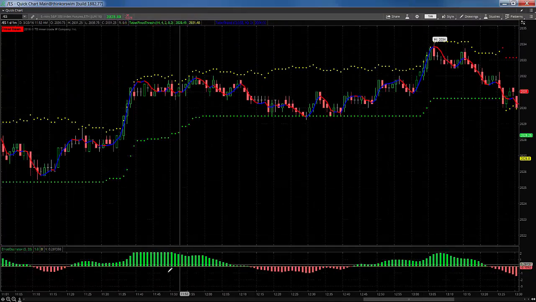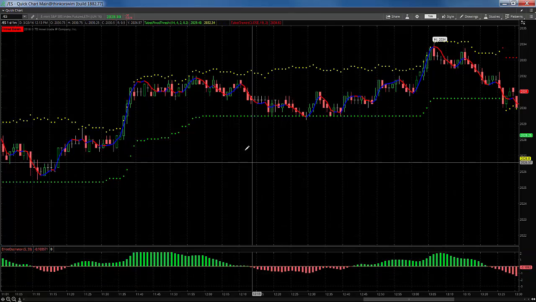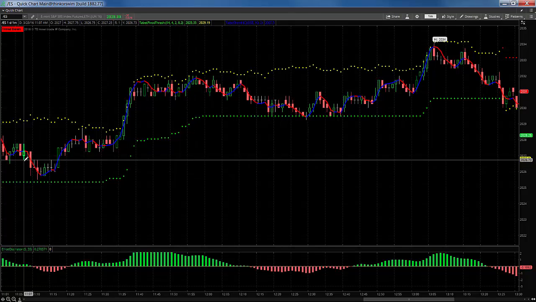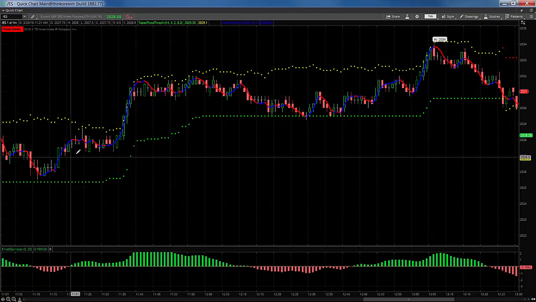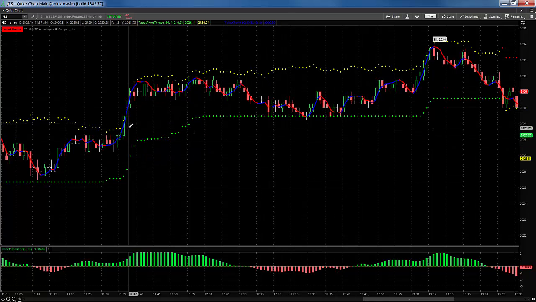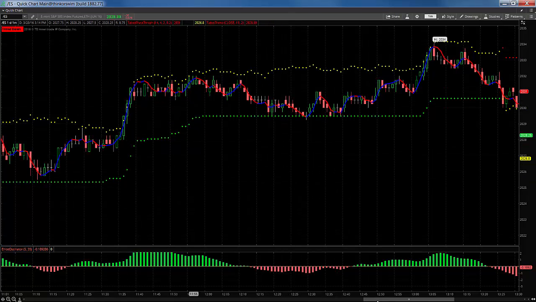So basically, over a 2.5 hour time period, we were able to take basically 26 to 34, 8 points of profit out of a trade, and it had no heat.